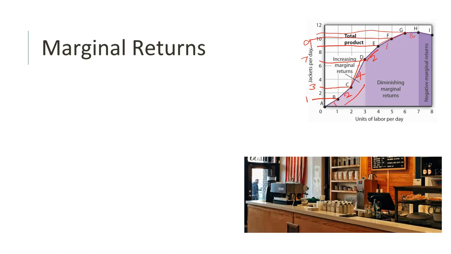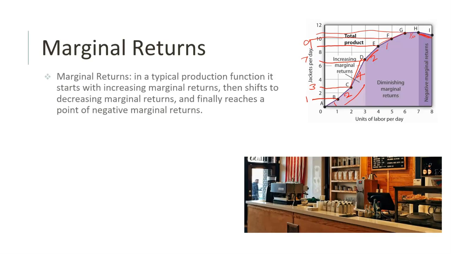And then once you go from H to I, we actually get negative returns, meaning if we add one more person, we're actually going to make fewer jackets than if we didn't hire that person or we didn't have that hour of work.